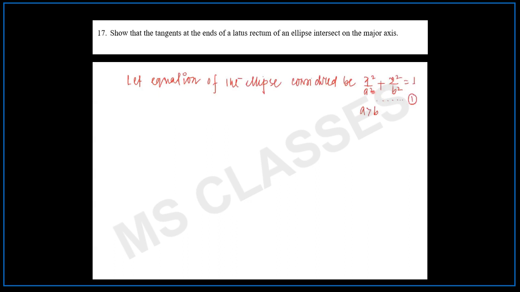So we have taken x square by a square plus y square by b square equal to 1. Here a greater than b, that means the major axis is along the x-axis. Now we draw the ellipse. This is y, this is x prime, this is x, this is origin, this is y prime. So this is the ellipse considered.